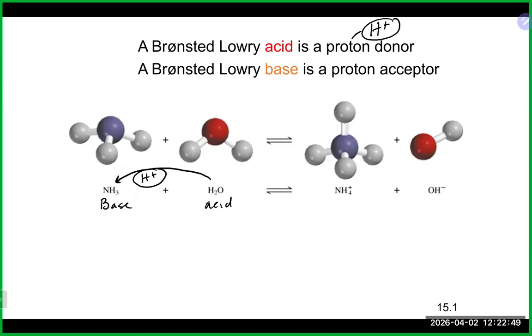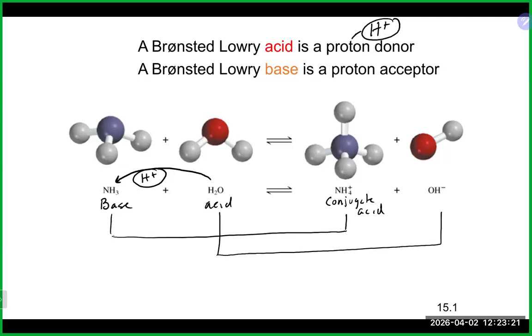And now the consequence of the Bronsted-Lowry definition is it will actually create what are referred to as conjugate acid-base pair partners. So they'll create partners on the other side that are related to each other. The NH3 on this side is related to the NH4 plus on the other side, and that is what is known as the conjugate acid. And the acid on this side, the left-hand side, is related to the guy on the other side, which is known as its conjugate base.